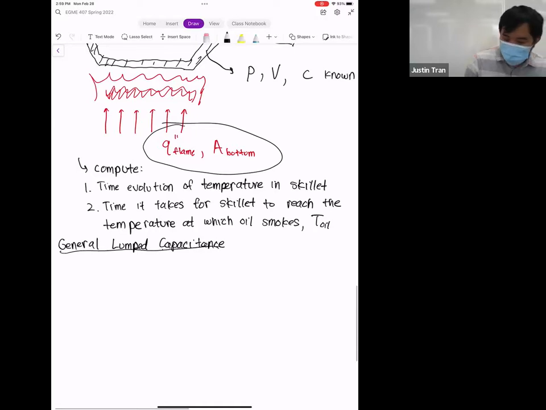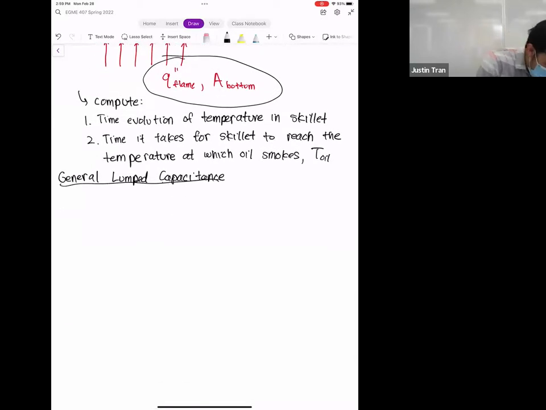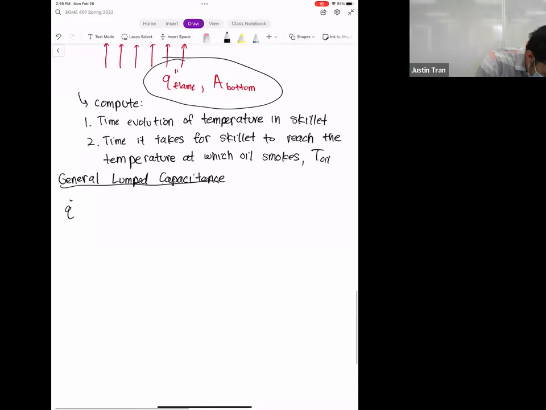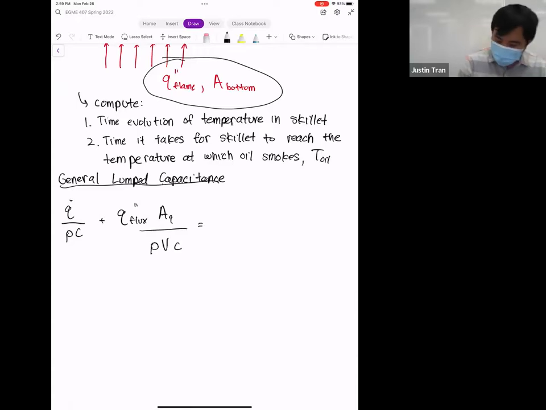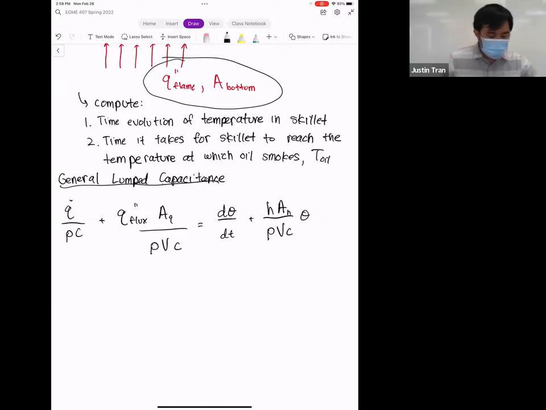All right, so let me go ahead and write out that equation again. That equation, we had Q dot over rho C plus Q flux double prime times A_Q divided by rho VC. This is equal to d theta dt plus H A_H divided by rho VC theta. Right? And so that's our general lump capacitance equation that we showed before we started this example.